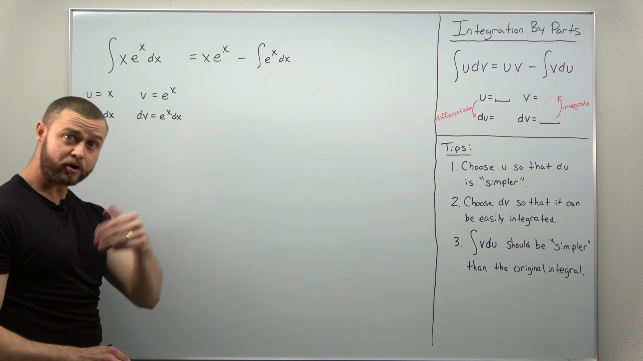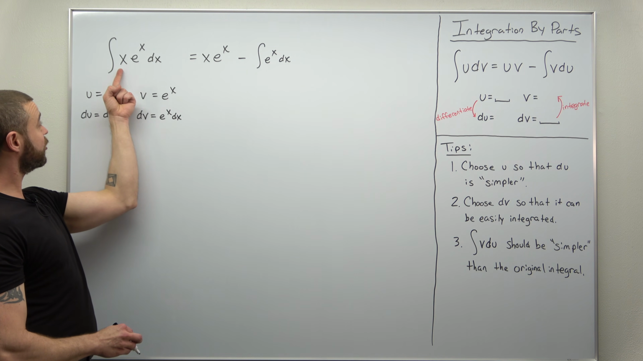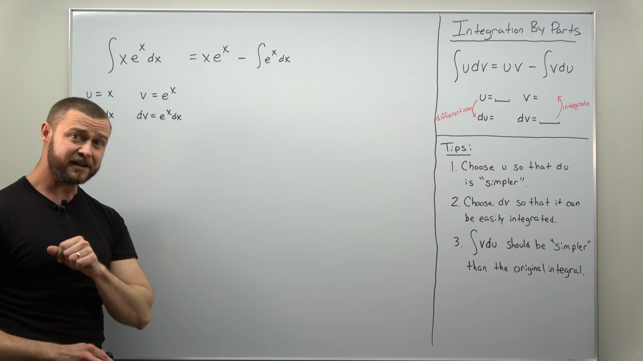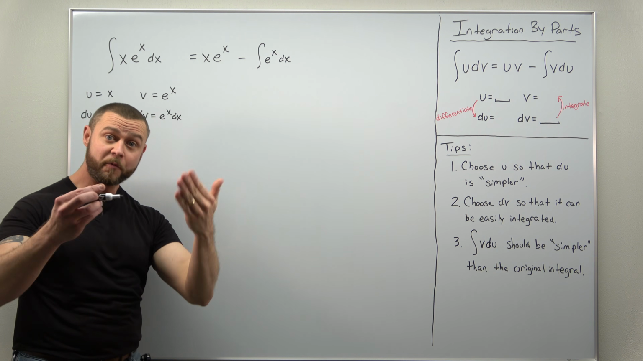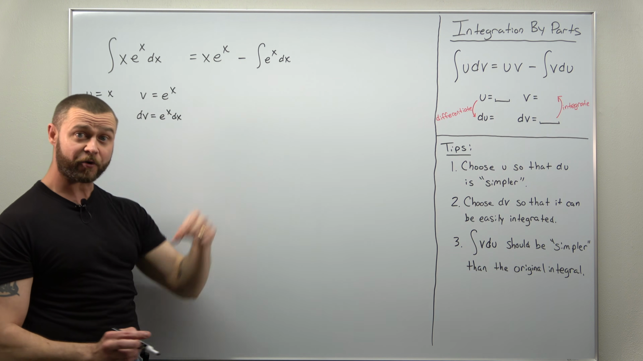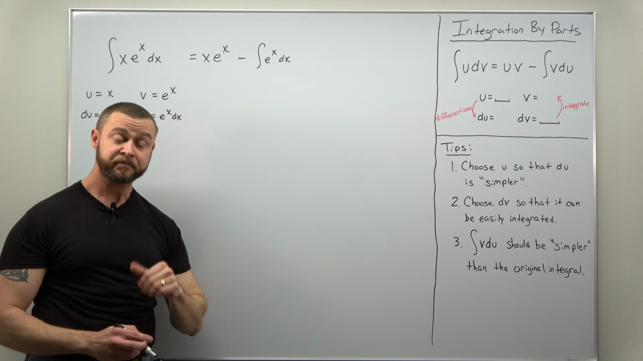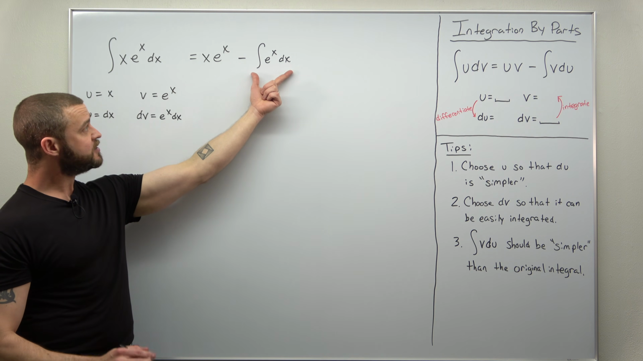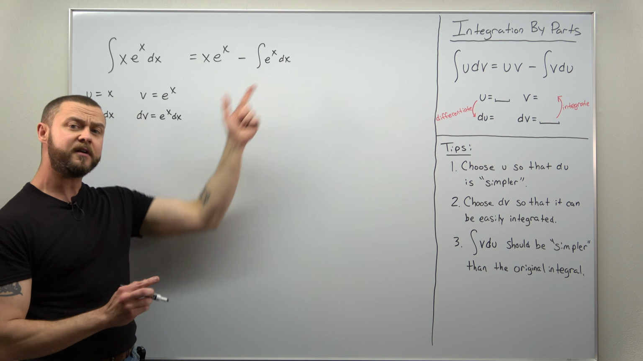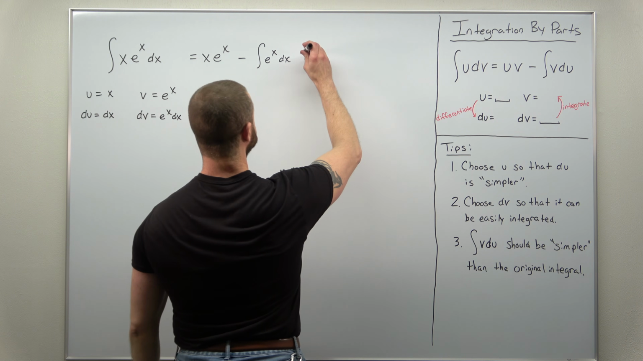And if you take a look at your original integral, the integral of x times e to the x, this one is definitely simpler because there's no factor of x. We're just integrating e to the x. So all three of our tips seem to be satisfied here, and we can just finish by finding this antiderivative, which is e to the x.